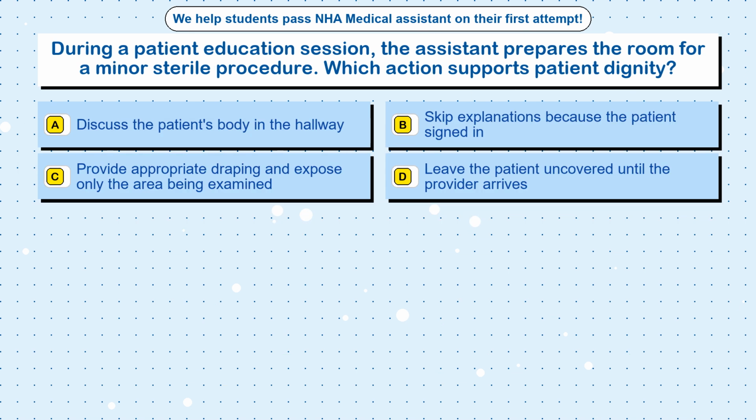Question 43. During a patient education session, the assistant prepares the room for a minor sterile procedure. Which action supports patient dignity? Option A, discuss the patient's body in the hallway. Option B, skip explanations because the patient signed in. Option C, provide appropriate draping and expose only the area being examined. Option D, leave the patient uncovered until the provider arrives.